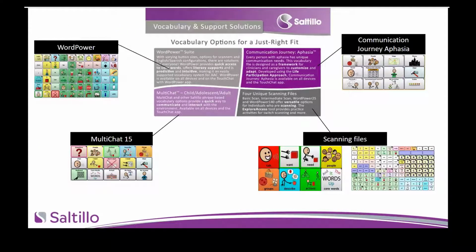Now, we're not going to have time today to go in depth with all of the different vocab files that Saltillo offers, but I do want to touch upon some of the big categories and give you just a brief overview on each of those. The first category that we're going to talk about is our WordPower suite. Then we're going to talk about communication journey aphasia. We'll touch upon MultiChat 15. And then we'll talk about the different scanning files we offer, specifically for those who are using that 1-to-2 switch scanning.